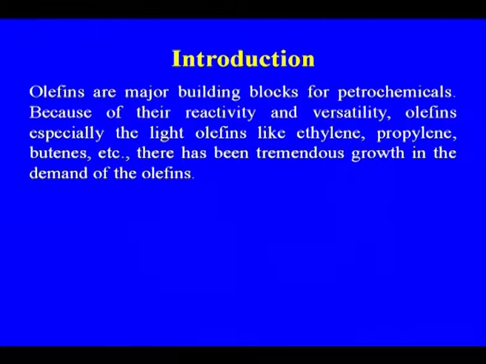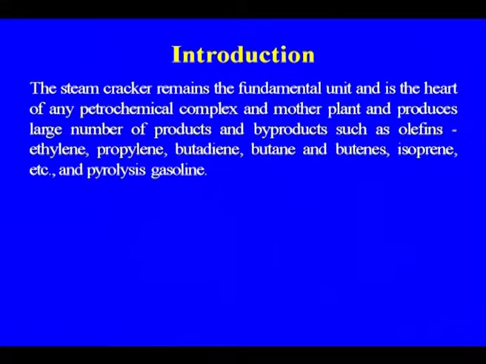Olefins are major building blocks for petrochemicals because of their reactivity and versatility. Especially the light olefins like ethylene, propylene and butenes have seen tremendous growth in demand. The steam cracker remains the fundamental unit, the heart of any petrochemical complex and the mother plant, and produces a large number of products and byproducts such as the olefins ethylene and propylene. Butadiene is a very valuable product we get from the naphtha cracker plant, along with butane, butenes, isoprene and pyrolysis gasoline.